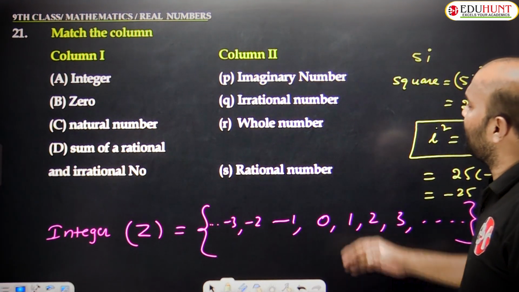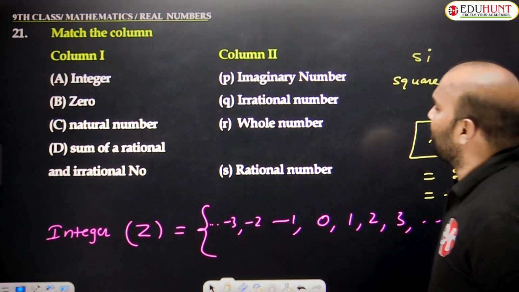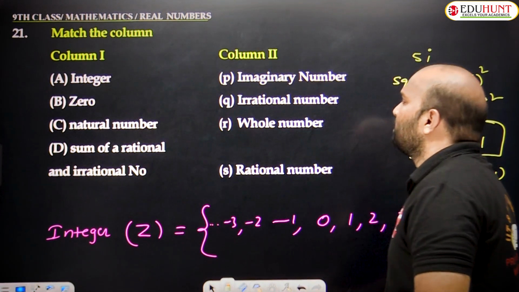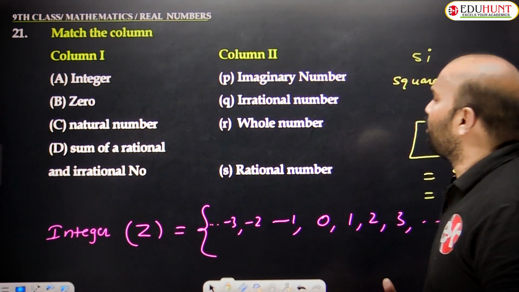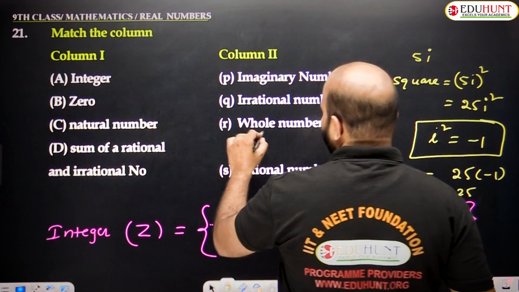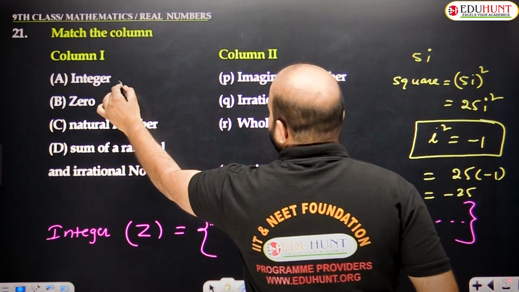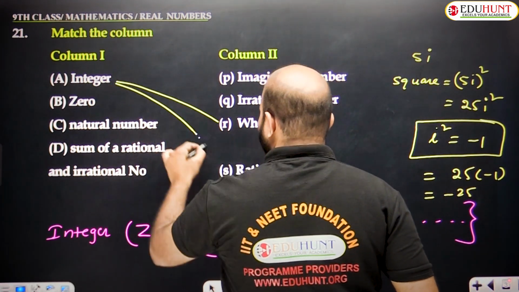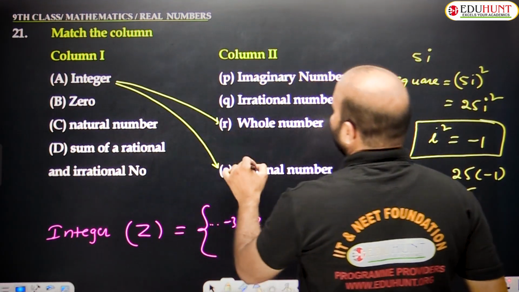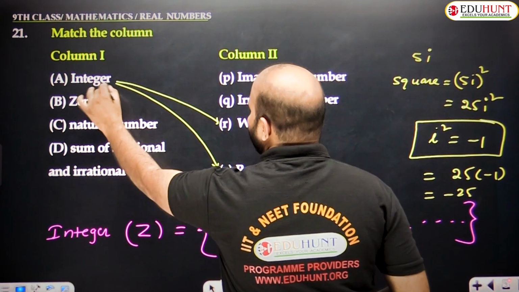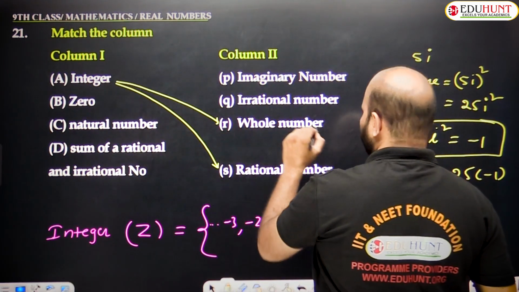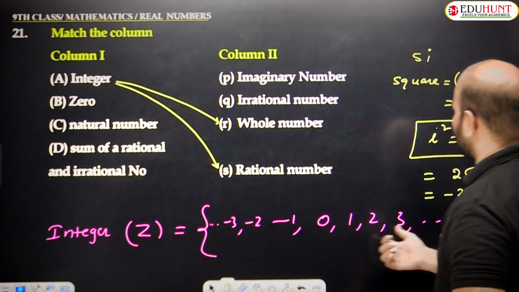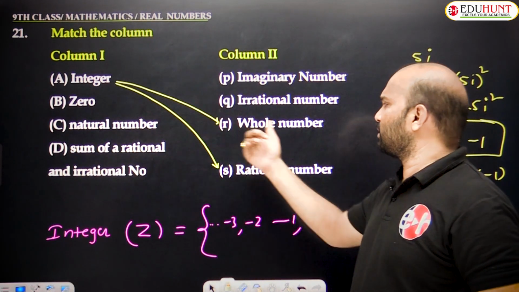Which numbers remain? Irrational, whole numbers, rational numbers are given. Integers are not irrational numbers. Irrational means a non-terminating and non-repeating number. Integers are whole numbers, yes. Am I clear? And integers are rational numbers also. So these two options satisfy the condition. Every integer is a whole number. Whole numbers are 0, 1, 2, 3 and so on, so the set of all positive integers are whole numbers.